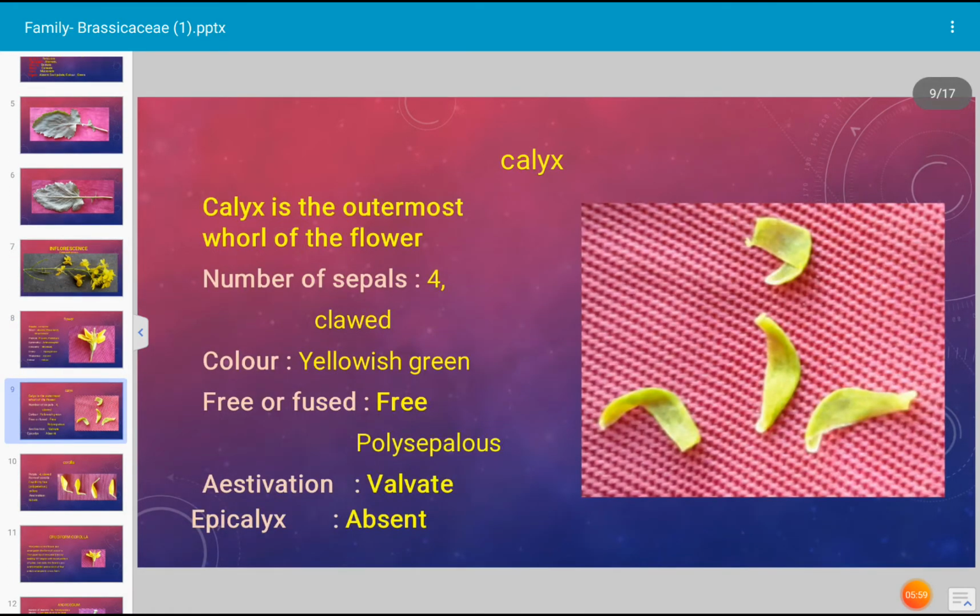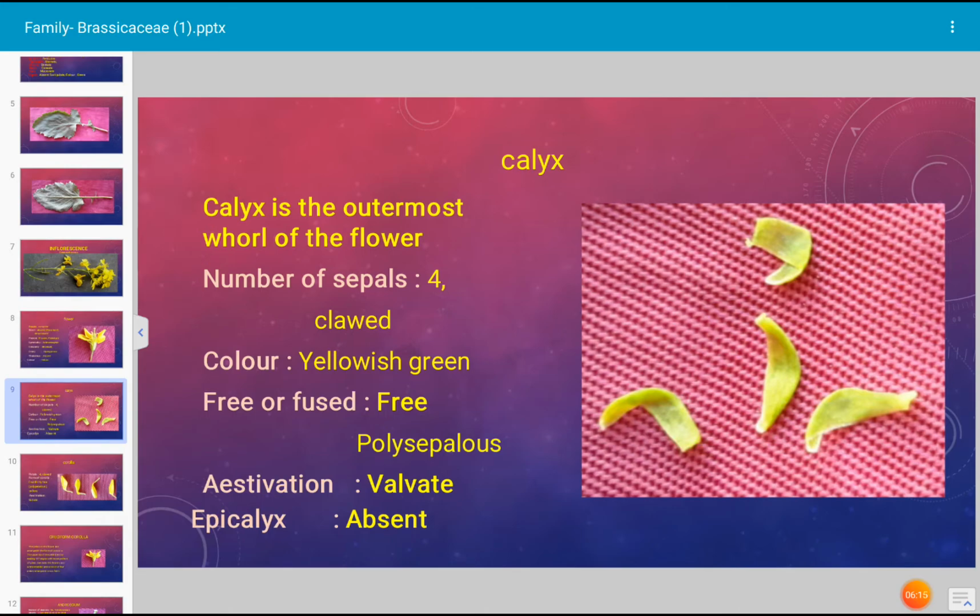This is the calyx. Calyx is the first whorl of the flower and the outermost whorl. How many calyx lobes are there? What do calyx lobes mean? Sepals. How many sepals are there? There are 4 sepals in mustard.